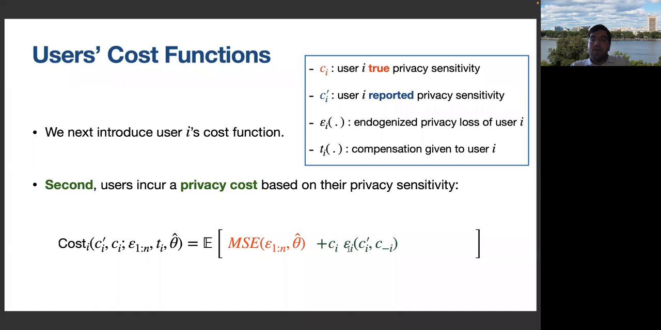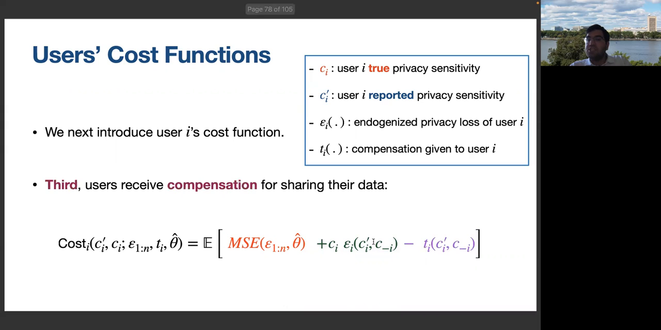So that's why we earlier mentioned that c_i can be interpreted as the cost per unit of privacy loss. Of course, here we only focus on linear functions. One could generalize these to nonlinear functions of c_i and epsilon_i, but in this work we focus on linear privacy costs. And finally, we subtract the compensation that users receive. These 3 terms together are the cost of user i.